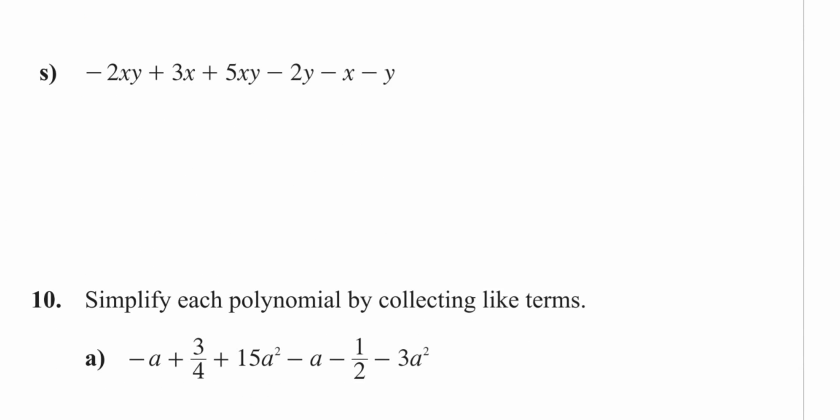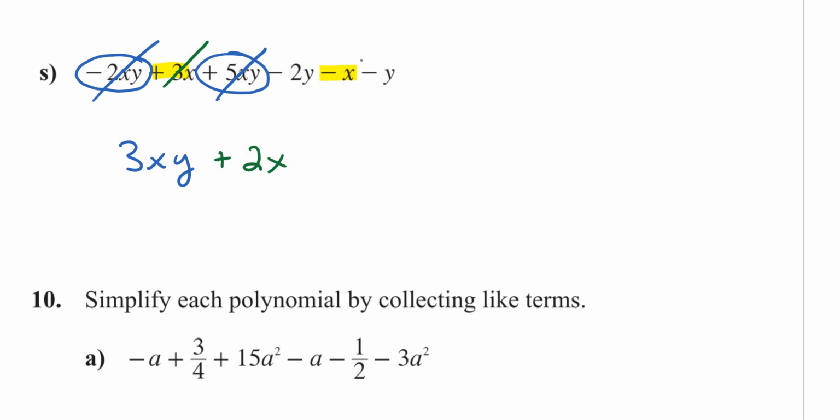All right, letter S. Let's go ahead and combine some like terms again. So this term and that term, those are like terms. So -2 plus 5 is going to be 3xy. Those will cancel off. And then here's a plus 3x and a -x. So 3x minus x is going to be positive 2x. And finally, I have a -2y minus y. So you can think of that as -2 minus 1, which will be -3y.